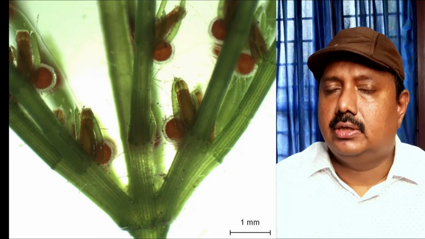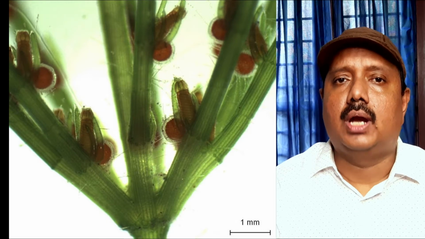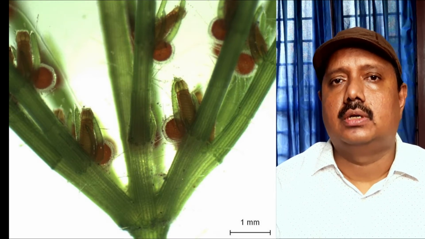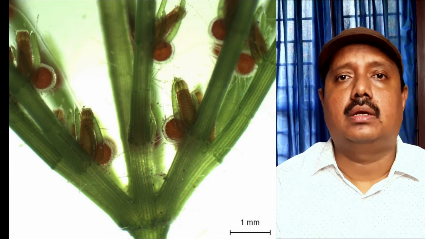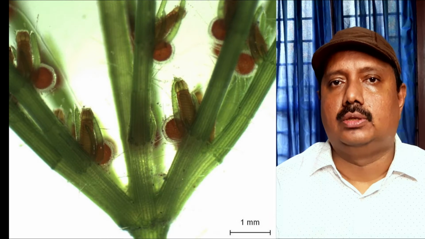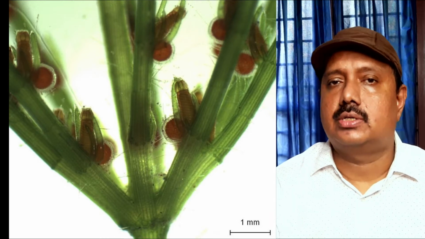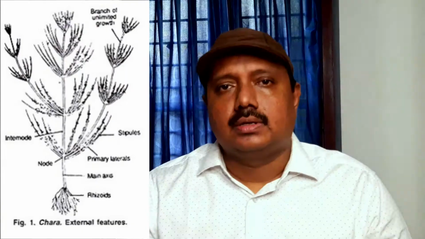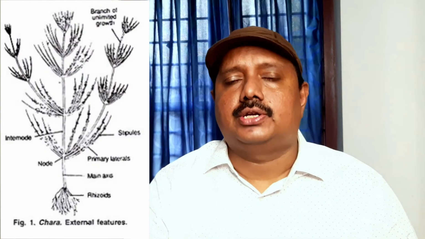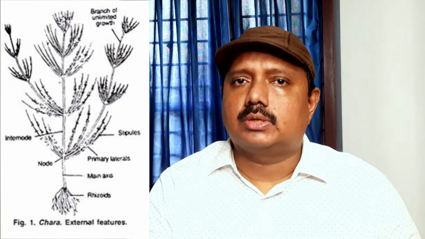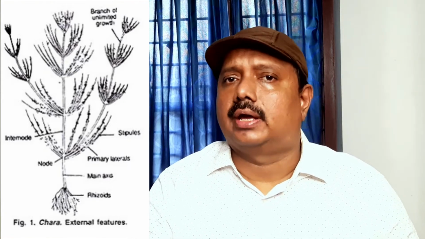And these are the reproductive structures, the globule and nucule. The globule is the male reproductive structure, or the antheridium, and the female reproductive structure is known as the nucule. You will see the structure of globule and nucule when we discuss sexual reproduction. And this is a diagrammatic representation of the thallus where we can see the rhizoids, main axis, and two types of branches, of unlimited growth and limited growth.